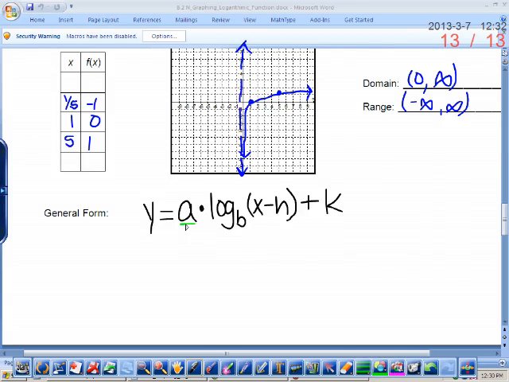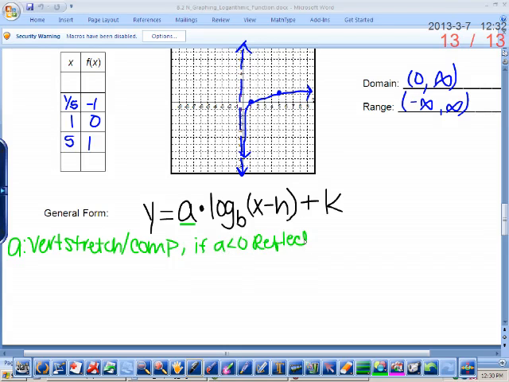All right, what does A do? What happens if A is negative? Flip over X. Good. Okay, B is not a transformation here. B is your base, which tells you your parent function.